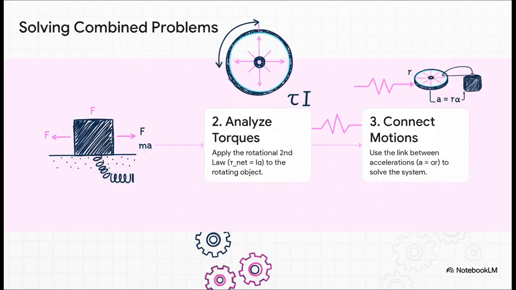So how do we actually use this stuff on a real problem? This slide shows the classic strategy. Imagine a falling block pulling a cord wrapped around a pulley. You have to analyze it in 2 parts. Step 1, just look at the block. That's a linear problem, so you use F equals ma. Step 2, just look at the spinning pulley. That's a rotational problem, so you use our new friend, torque equals I alpha. The key is step 3. The cord connects them. It's the bridge that lets you relate the 2 systems. You just divide, analyze, and then connect.